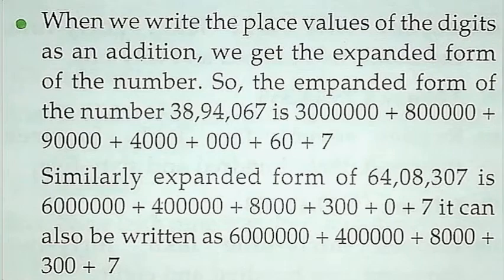Similarly, the expanded form of 64,08,307 is 60 lakh plus 4 lakh plus 0 plus 8,000 plus 300 plus 0 plus 7. It can also be written as 60 lakh plus 4 lakh plus 8,000 plus 300 plus 7.